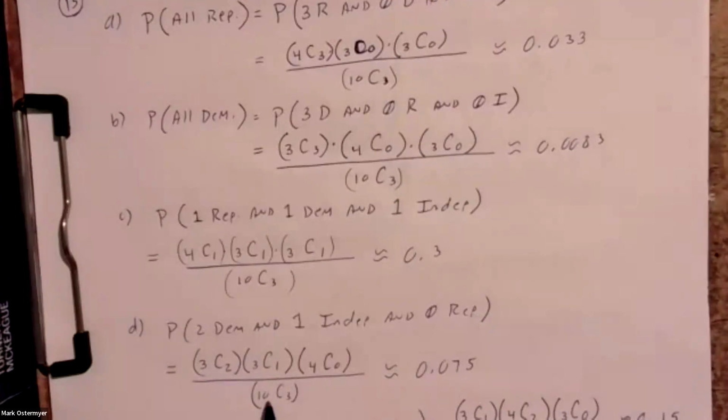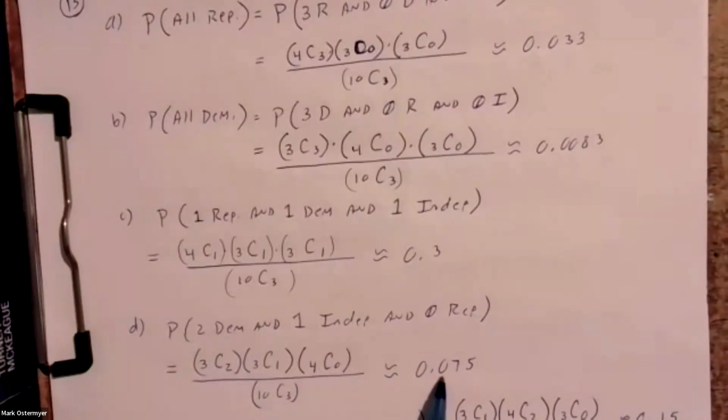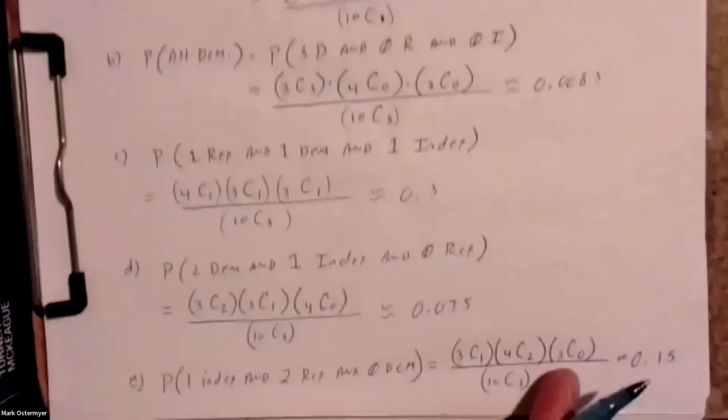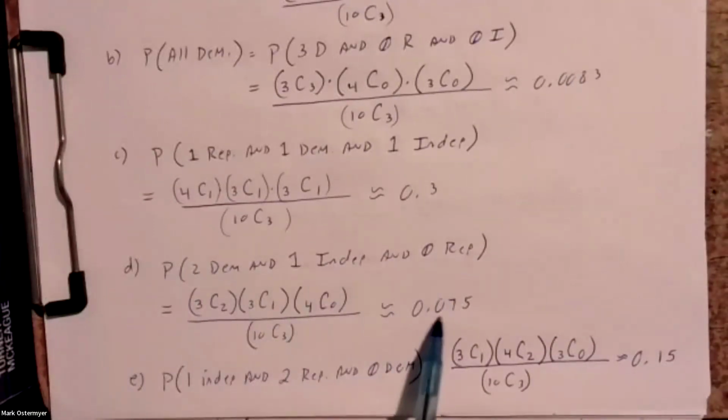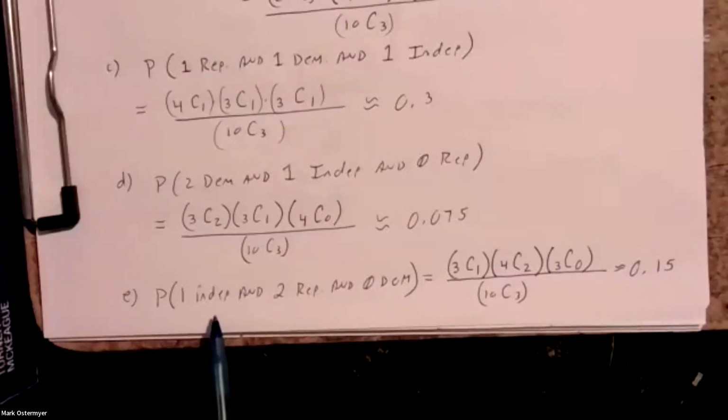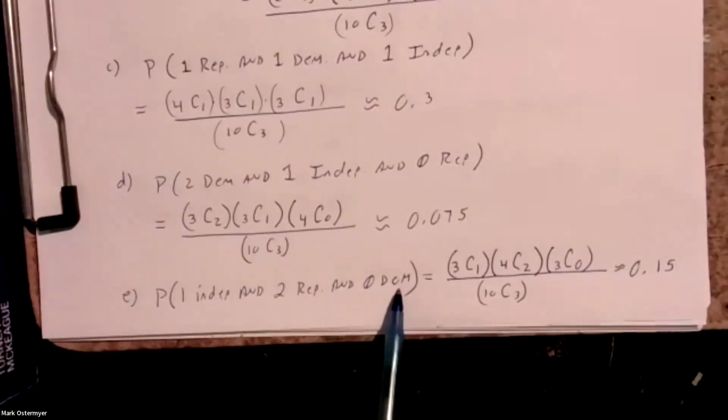Divided by, you guessed it, 10 in combination with 3, 0.075 is the probability of selecting 2 Democrats and 1 independent and 0 Republicans. Did anybody get that? Yep. Last one. What's the probability of selecting 1 independent and 2 Republicans and 0 Democrats?